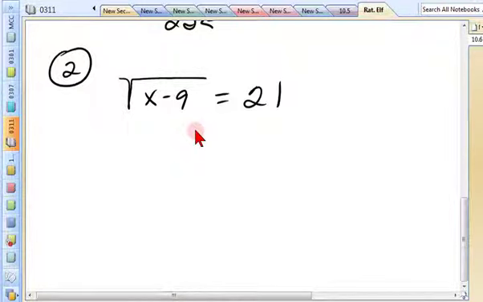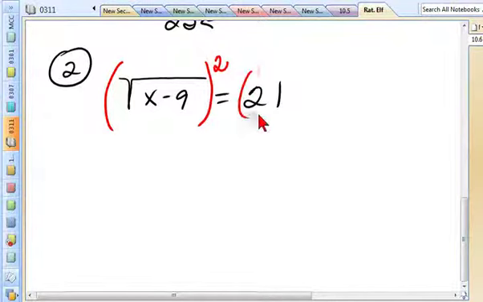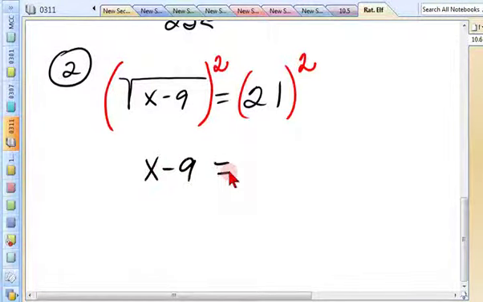All right, so what am I going to do to both sides? I'm going to do the inverse, which is squaring. So I'm going to square the left side and square the right side. And I'm being lazy by not rewriting it. When I square a square root, what happens? Pops out. X minus 9 equals, and I'm going to need some help because I don't know what 21 squared is.